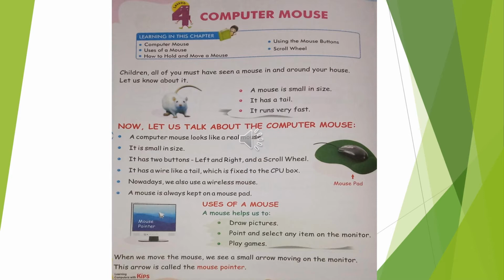When we move the mouse, we see a small arrow moving on the monitor. This arrow is called the mouse pointer. See children, when we move the mouse, we see a small arrow on the desktop screen that moves from one place to another. That arrow is called what? Mouse pointer. Come to the next page.